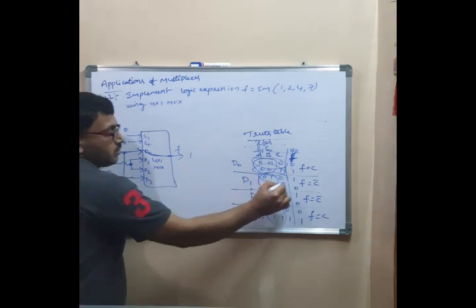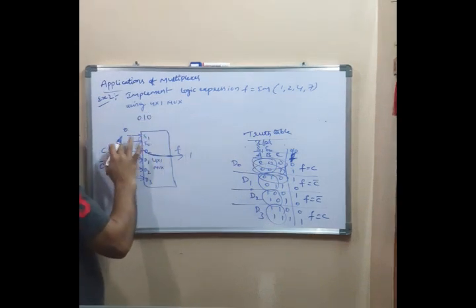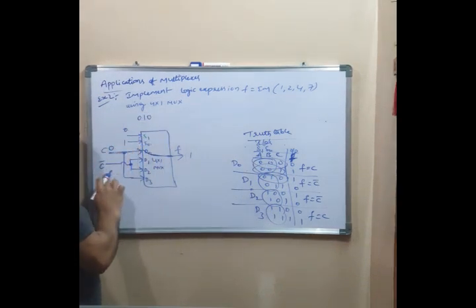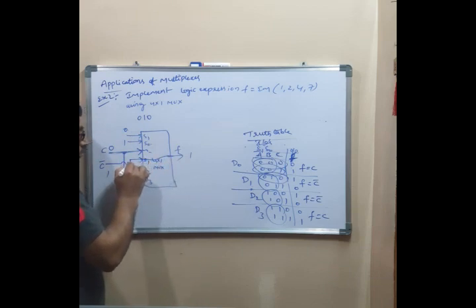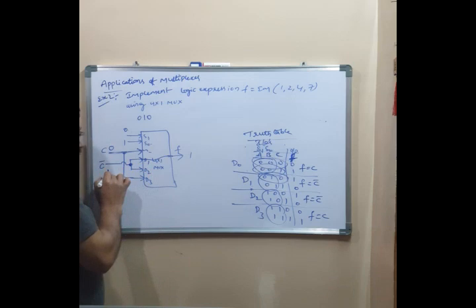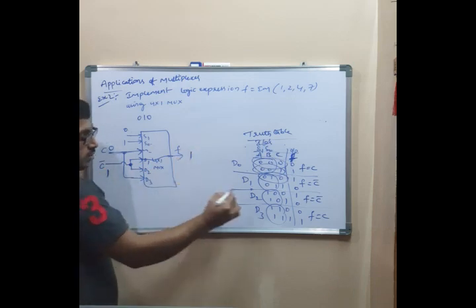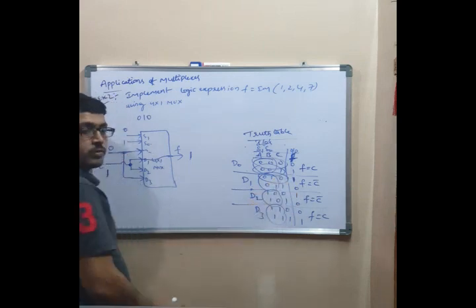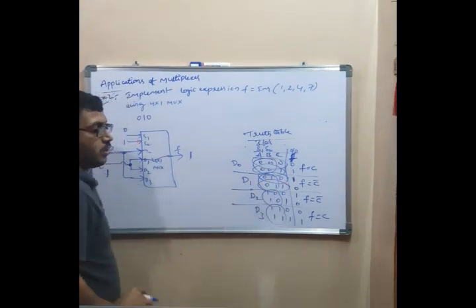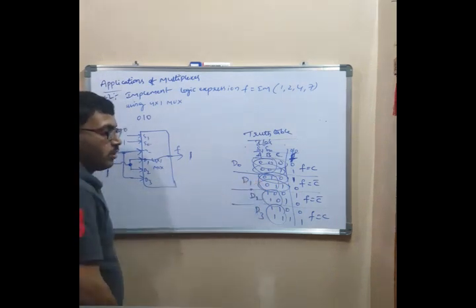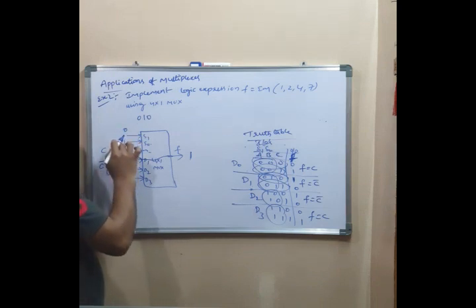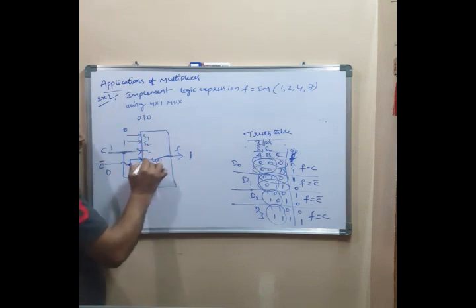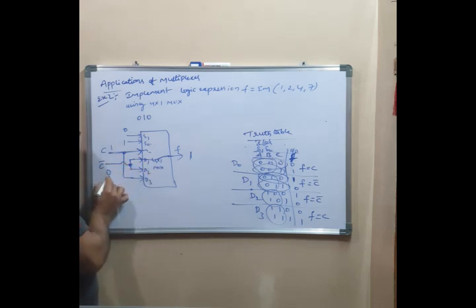0, 1, 0. When you select the combination 0, 1, 0, if C is 0, C complement will become 1. 0, 1: D1 is routed to the output. So D1 is connected to 1. Right? So you will get 1 in the output. Next combination 0, 1, 1. If you look at 0, 1, 1, C is 1, C complement will become 0. When both are 0, 1, D1 is routed to the output. So D1 is connected to 0 now.